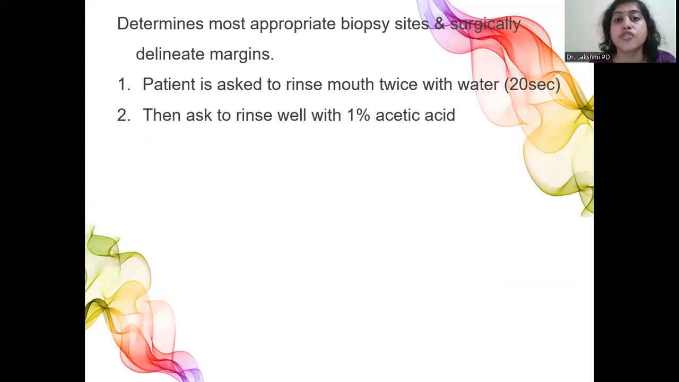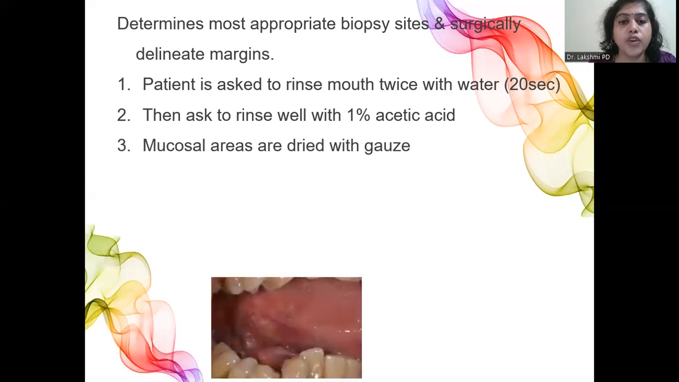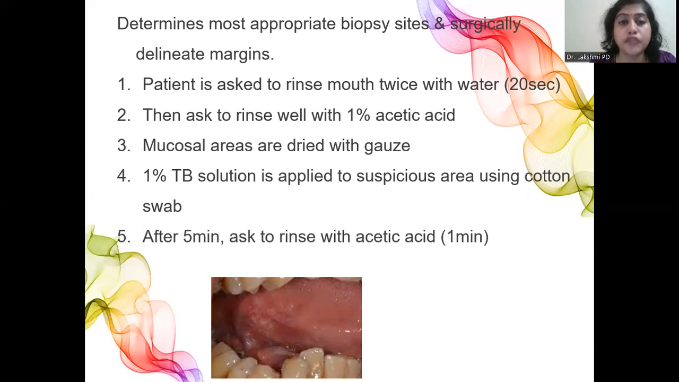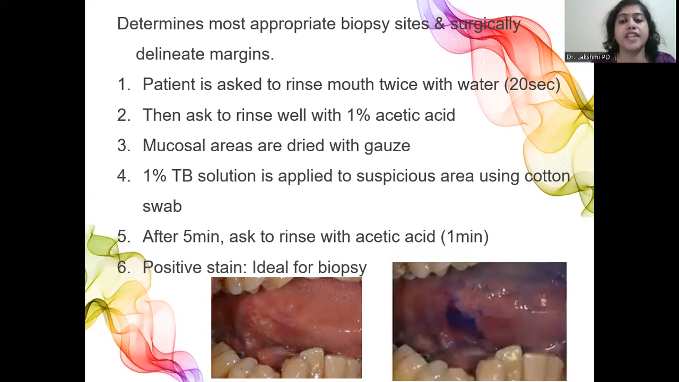The patient is asked to rinse the mouth to remove any food debris. Then the patient is asked to rinse with 1% acetic acid, and the mucosa is dried with gauze. Then we apply 1% toluidine blue solution onto the suspected area. After 5 minutes, we again ask the patient to rinse with acetic acid to remove any remnant stain. Wherever the stain remains, those areas that have still taken up the stain are the areas from where the biopsy or further investigations should be done.